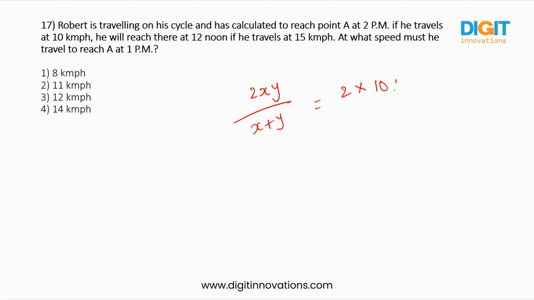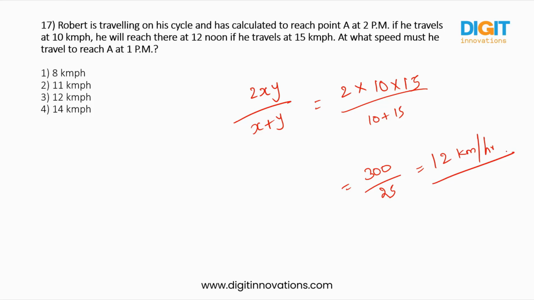The first one is 10 and the next one is 15. So 2 into 10 into 15 by 10 plus 15, which is 300 by 25. So 25 twelves is 300. It is 12 kilometers per hour. So rather than logically thinking about when he started and when he ended, we can simply use this formula if they have given two speeds in the question.